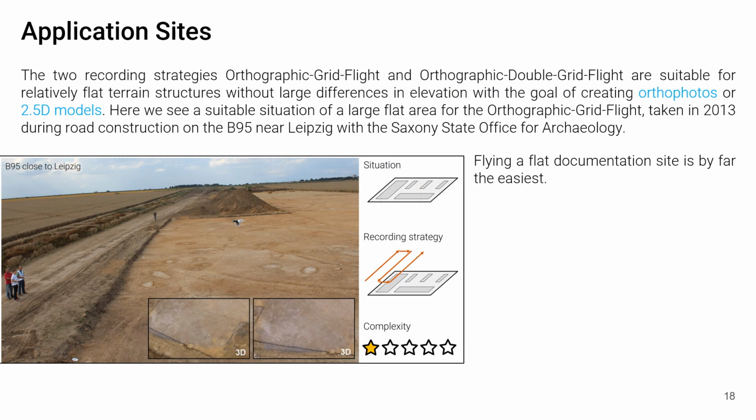The two recording strategies, Orthographic-Grid-Flight and Orthographic-Double-Grid-Flight, are suitable for relatively flat terrain structures without large differences in elevation, with the goal of creating orthophotos or 2.5D models. Here we see a suitable situation of a large flat area for the Orthographic-Grid-Flight, taken in 2013 during road construction on the B95 near Leipzig, with the Saxony State Office for Archaeology. Flying a flat documentation site is by far the easiest.